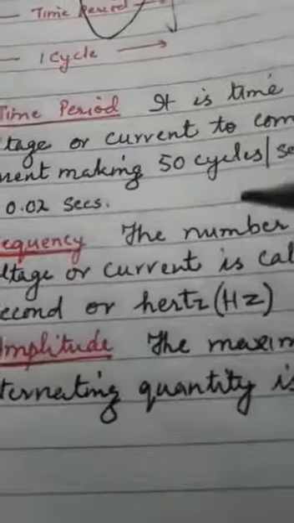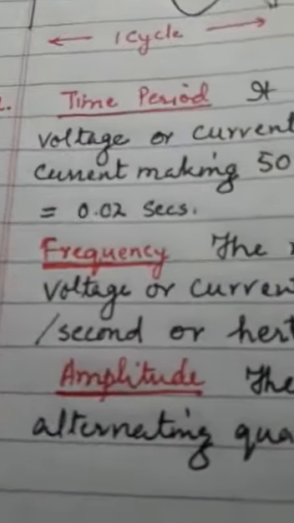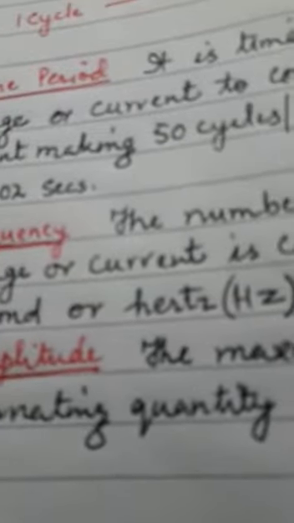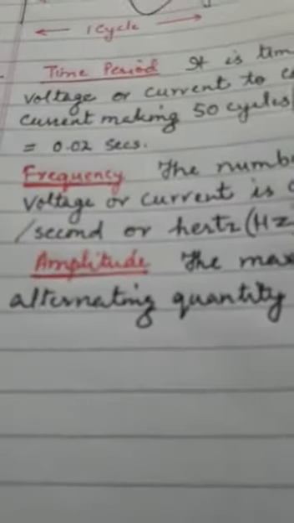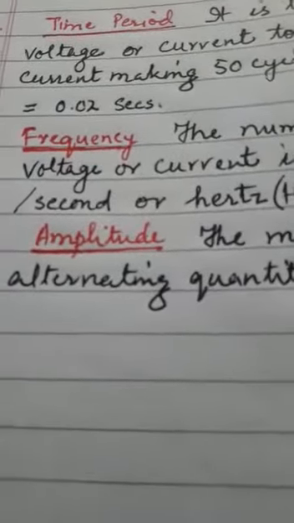Now let me tell you what frequency is. The number of cycles it makes, for example 50 cycles, you take as 50 cycles per second. That is the frequency. It is measured in hertz, HZ, cycles per second. The number of cycles it makes per second.